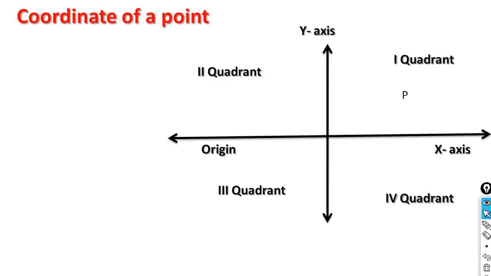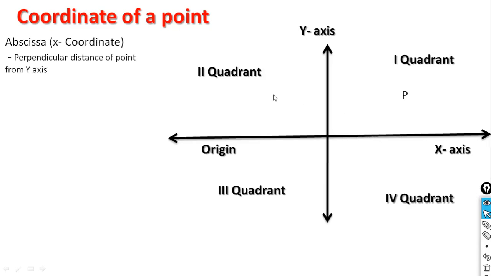Now let us discuss the coordinates of a point. How to define the coordinates of a point? For defining the coordinates of a point, I am taking a point P in the first quadrant, and our reference point is always the origin. We always have to start from the origin. First of all, we move right of the origin. Right of the origin means the perpendicular distance from the y-axis. That movement is known as the x coordinate, also known as abscissa, from here to the point P. This perpendicular distance from the y-axis, or horizontal distance, is known as abscissa.